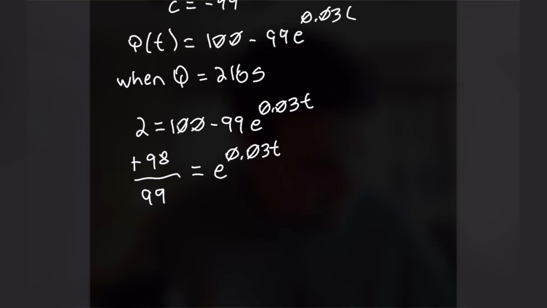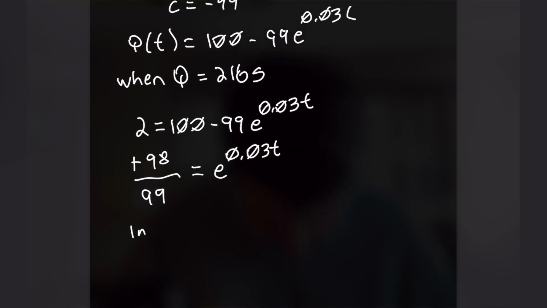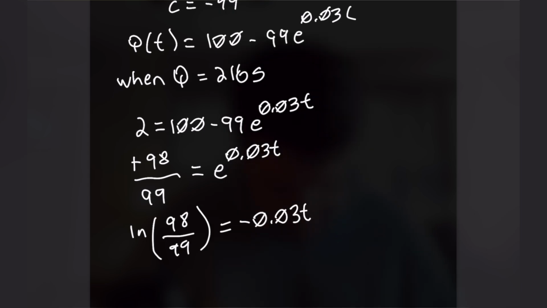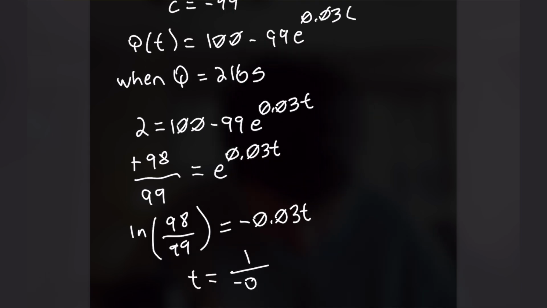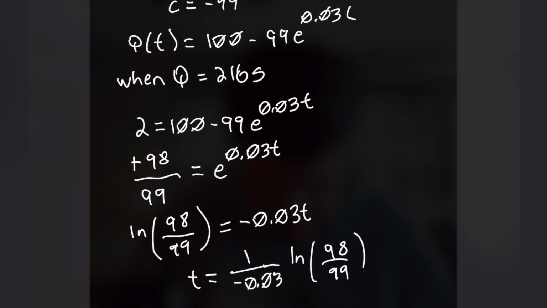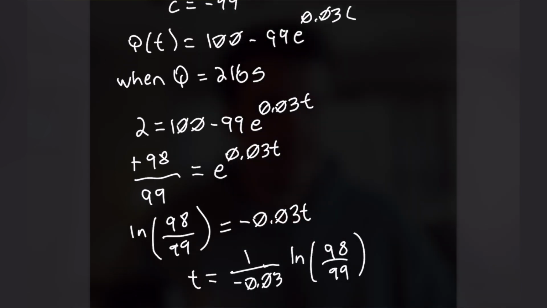And then we're going to want to take the natural log of both sides. So we will get the natural log of 98 over 99 is equal to negative 0.03 t. And then all we need to do is divide that over to get that t is equal to 1 over negative 0.03 times the natural log of 98 over 99. Now there may be a simpler form for that, so if you find a simpler way to express that, go ahead and post it in the comments.